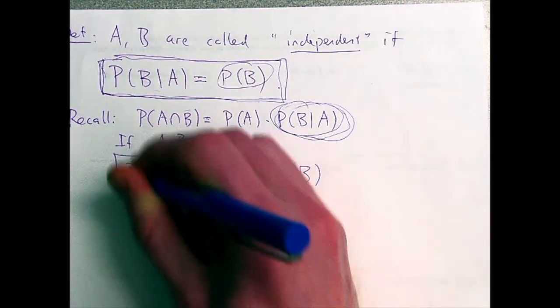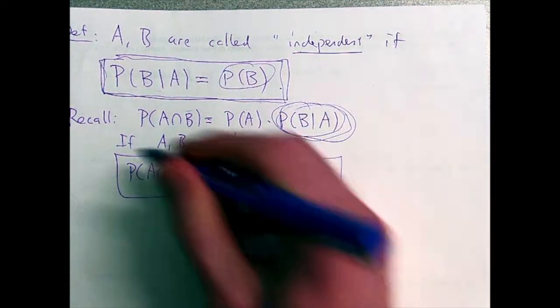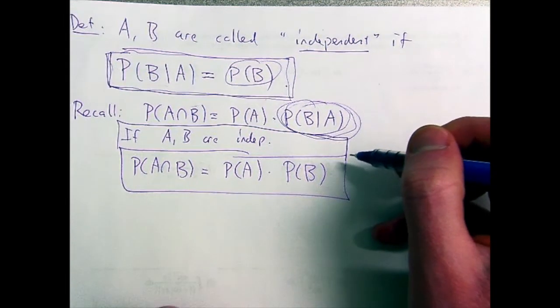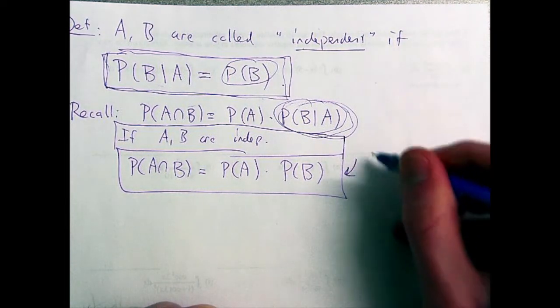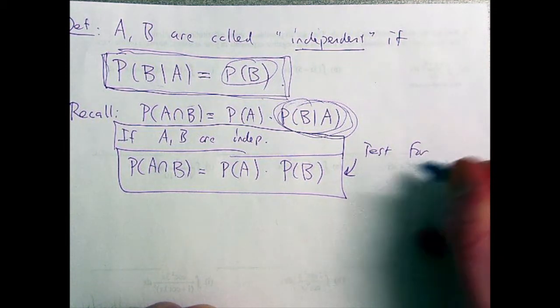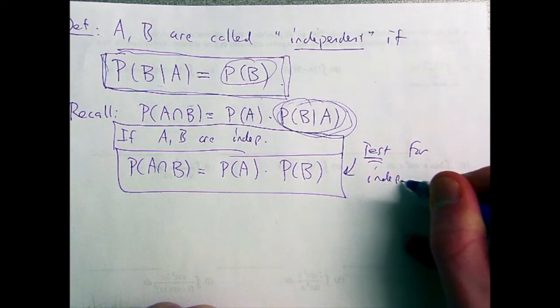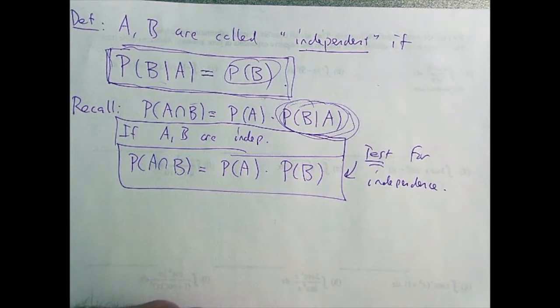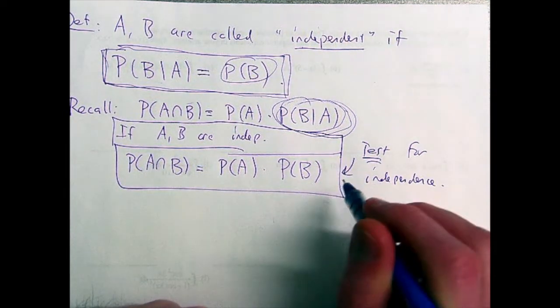Okay. This is an alternative formula for determining whether two events are independent or not. This is often called the test for independence. So very often, if I give you two events and I ask whether they are independent or not, it is in fact easiest to look at this formula.